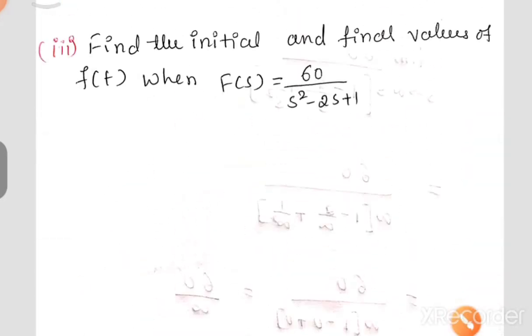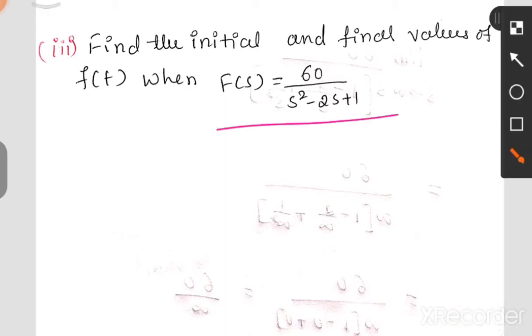Let's take the next example. Find the initial and final value of f of t, where f of s is 60 divided by s square minus 2s plus 1. Now, to calculate the initial value, there is no problem for us to do.